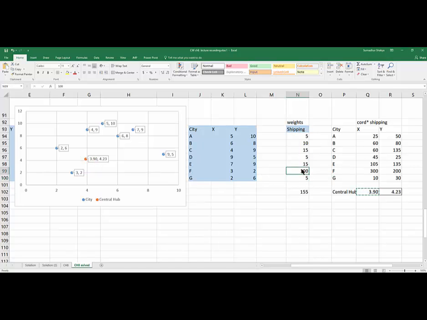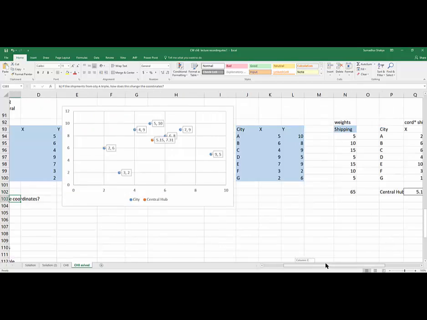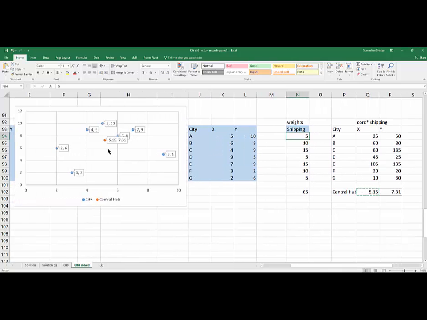So let us answer the question that is asked by the textbook. Near which map coordinates should the hub be located, and if the shipments of city A triple, does this change the coordinates? Okay. So first thing is, given this location, given the shipment volume and location, our hub should be located at 6,8. 6,8 is city B. So that is the closest we can see on the graph. Also, if this was to triple, if it was to go from 5 to 15, then our new location for the central hub would be 5.13 and 7.67, which is again shown in this map.